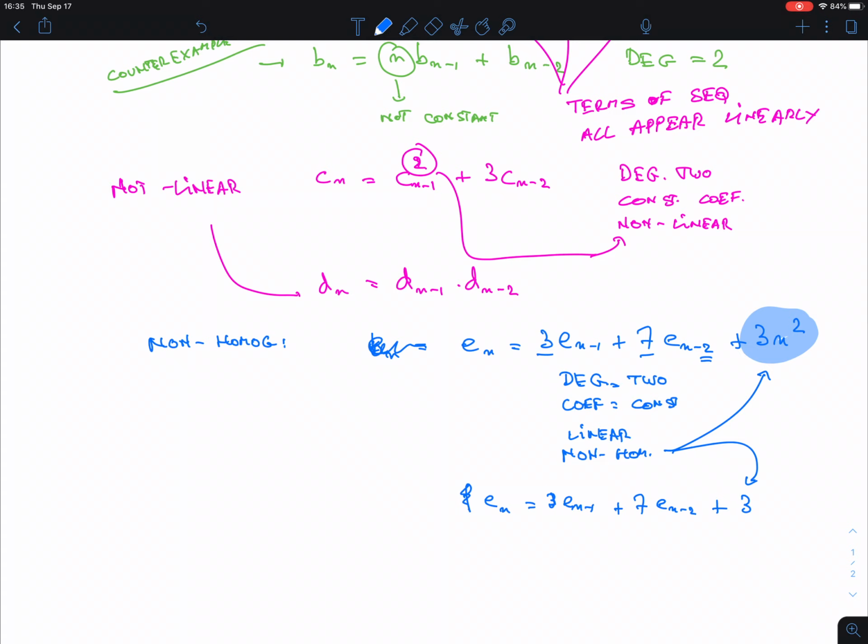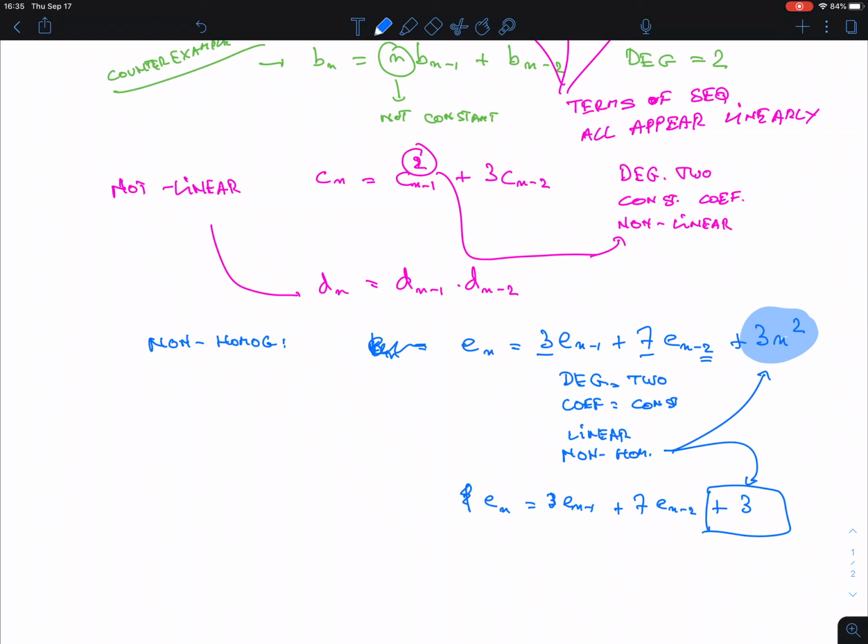But why is it not homogeneous? Because there's a term that does not involve the previous term, the previous element of the sequence. It's independent of the sequence. In this case, it's actually constant. It could be 3n squared. It could be more complicated.